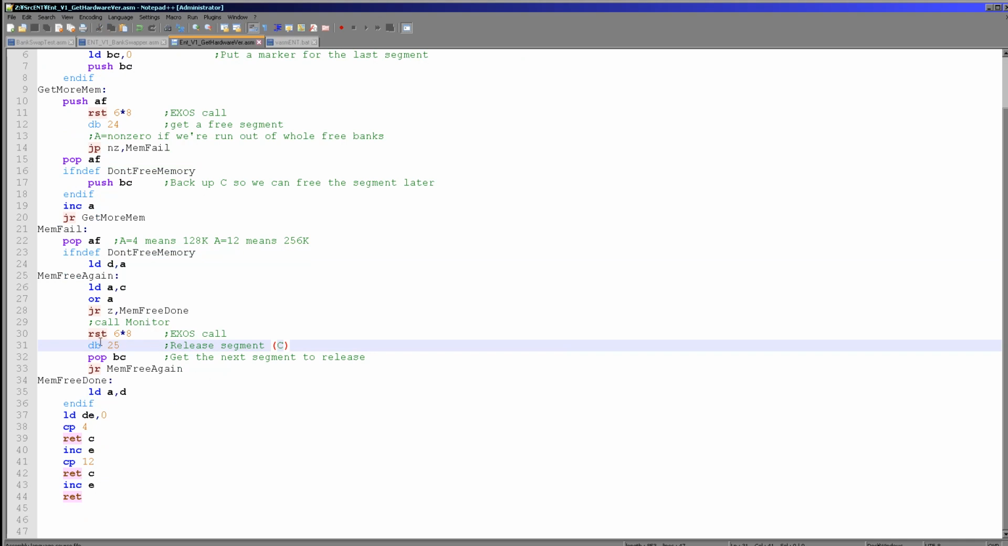So anyway, this is just using the DB25, popping back each of the values that we were given to release all of the banks that were allocated.